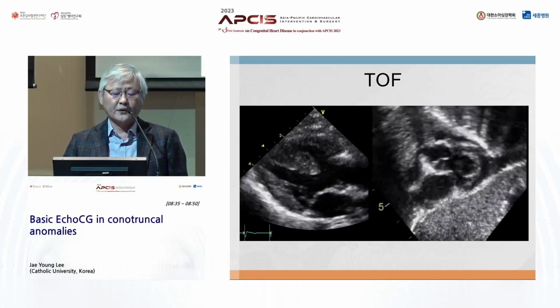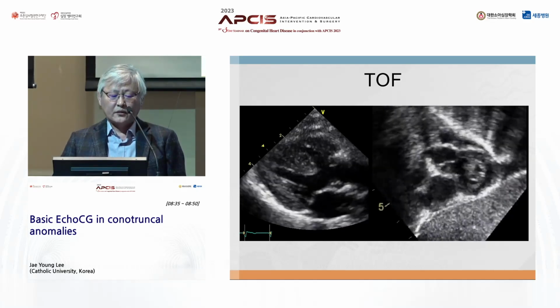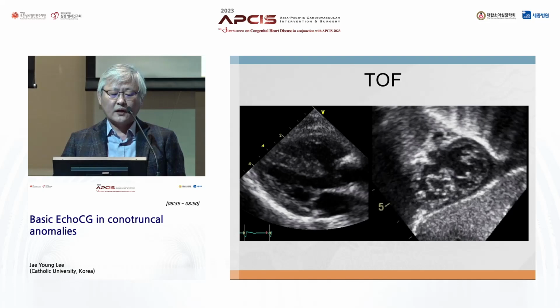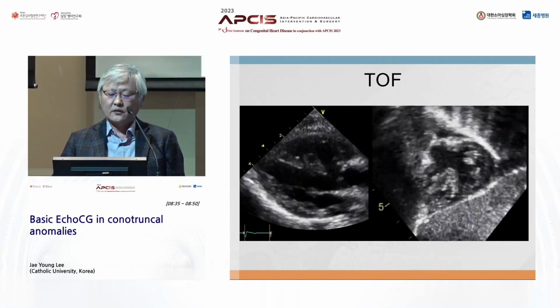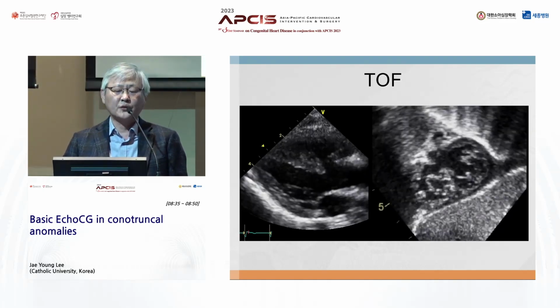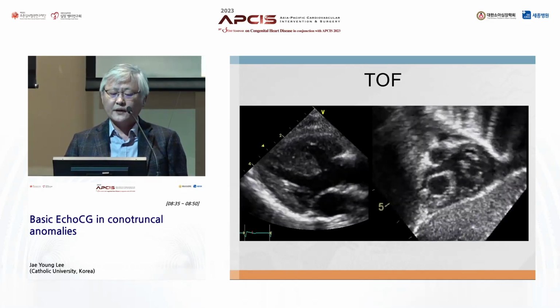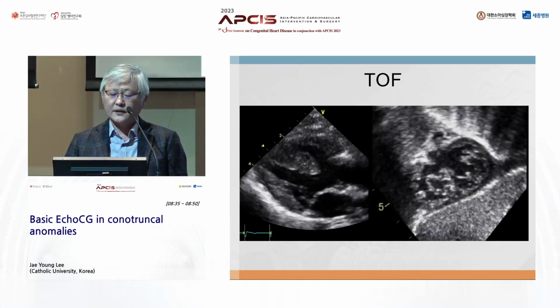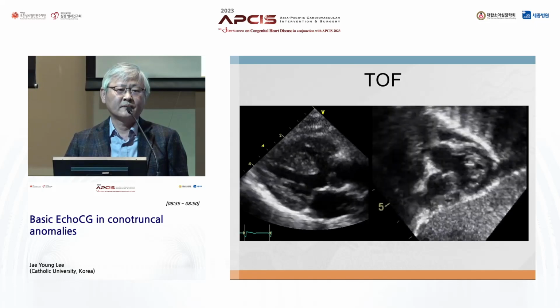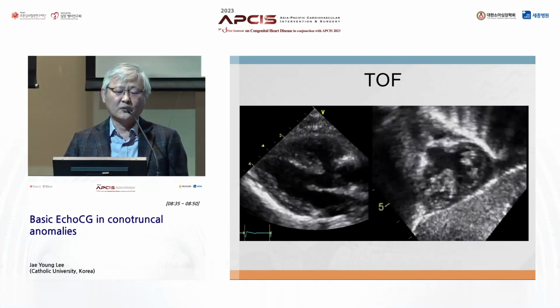Again, parasternal long axis view, you can notice the overriding of the aorta, large VSD. Also, in the subcostal view, you can notice the large VSD and overriding of the aorta. This is the muscular septum. These are tetralogy of Fallot.